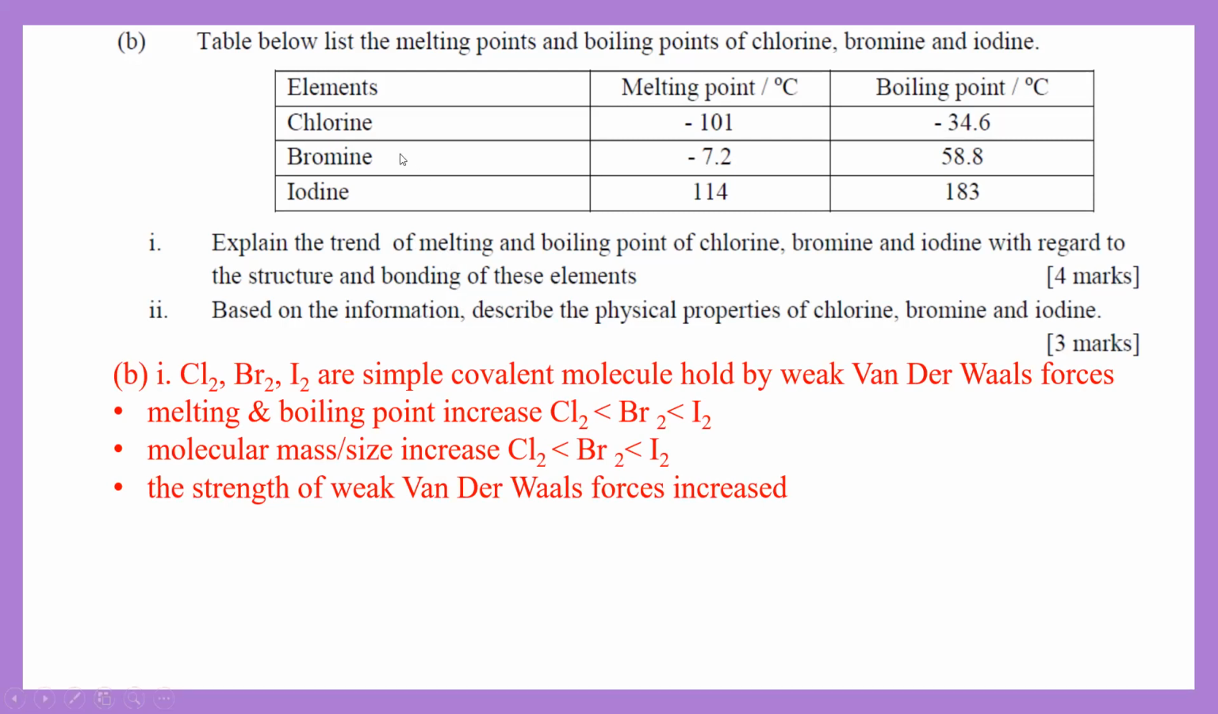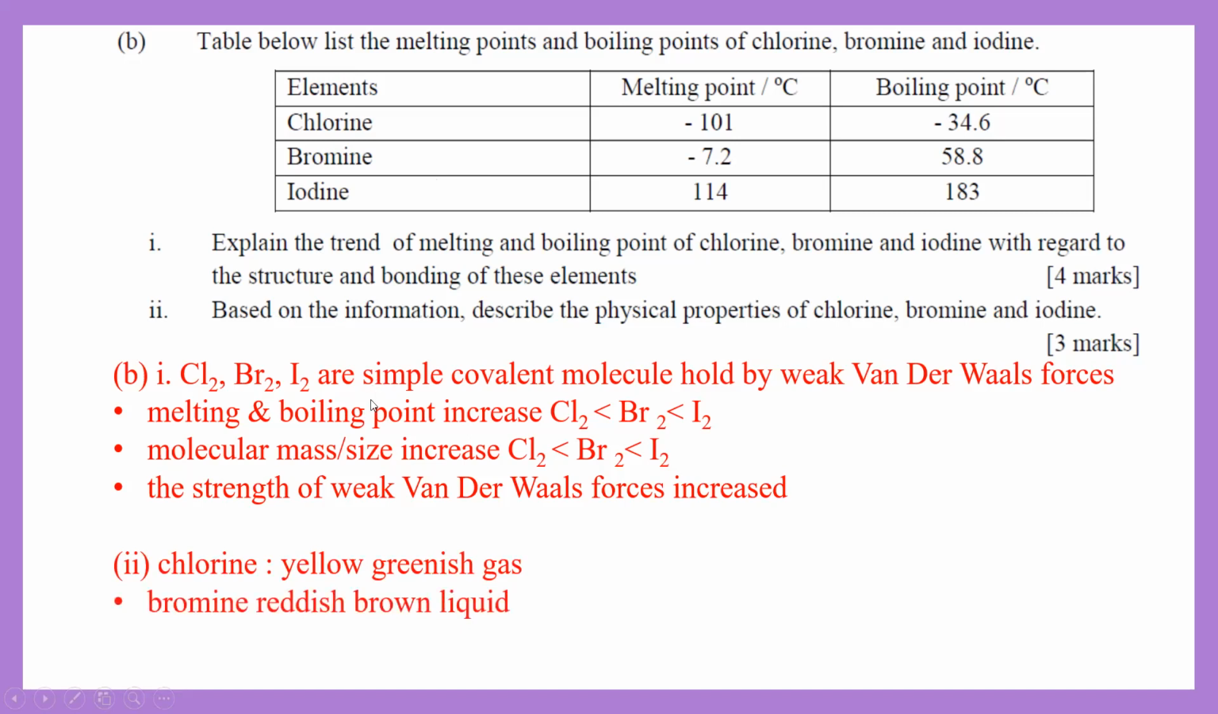And then number 2, you have to describe the physical properties under room temperature and pressure. Chlorine is a yellowish green gas, whereas bromine is a reddish brown liquid. Finally, iodine is a black solid. So that is how you are going to describe the physical properties of chlorine, bromine, and iodine. Very straightforward questions. For each of the descriptions, you get 1 mark here. So with that, that is how you are going to solve essay question number 2.